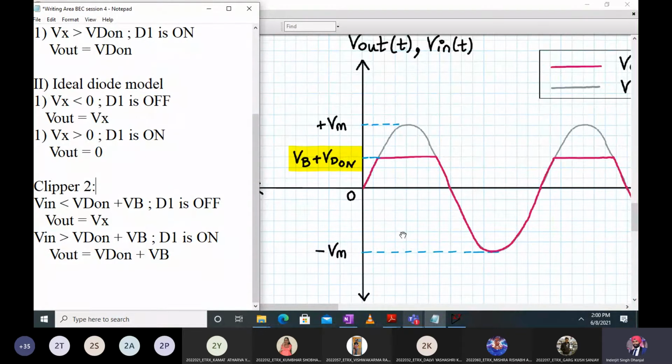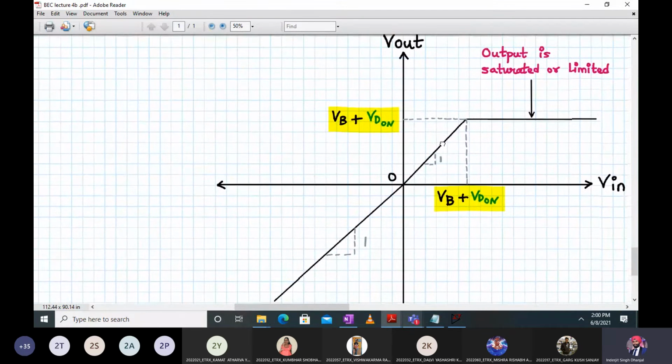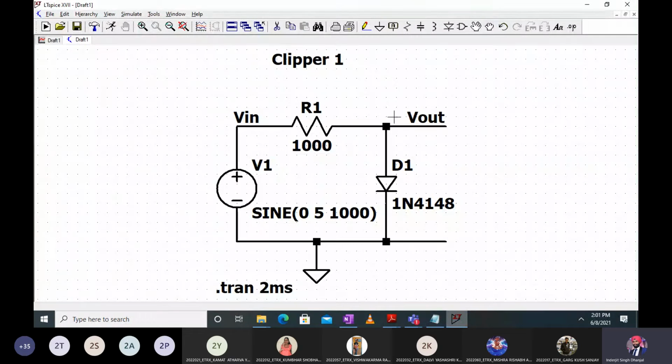And now let me quickly show you this in the voltage transfer characteristics. Same voltage transfer characteristics, the only thing is that by addition of the battery, that voltage level has increased over here. Earlier it was VD on, now it has become VB plus VD on, and here it is VB plus VD on. So you have similar voltage transfer characteristics. So for Vin value less than VB plus VD on, the diode will be off, and for Vin value greater than VB plus VD on, the diode will be on, and the output voltage will be equal to VD on plus VB. Fine. Let me add that battery over here and show it to you what will happen.